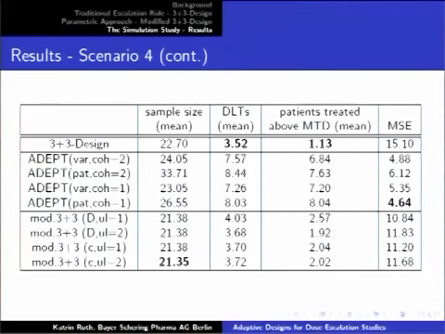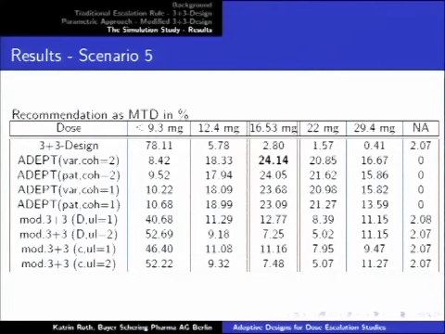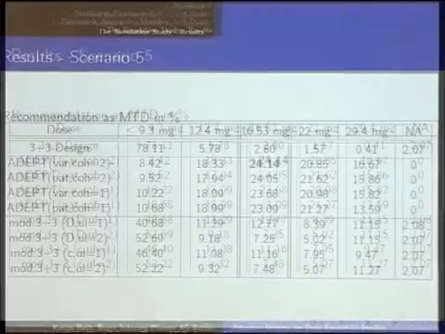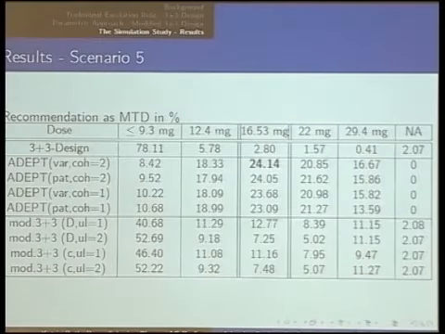I have another scenario that I want to show. This shows how the 3+3 design can fail in some cases. Here the correct MTD would be 16 milligrams, and we only have about 3% chance in this scenario of finding the right MTD with the 3+3 design. And in about 80% of the cases, we end up 2 doses too low or even more. These rates of getting the right MTD aren't very high here either, but they have definitely improved.